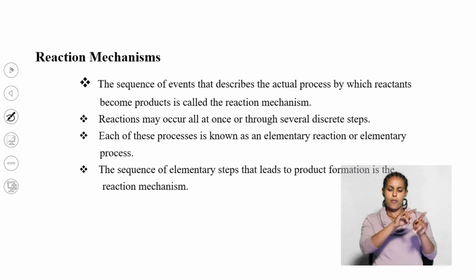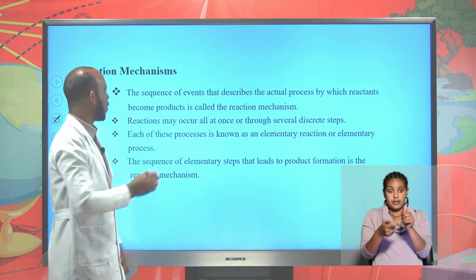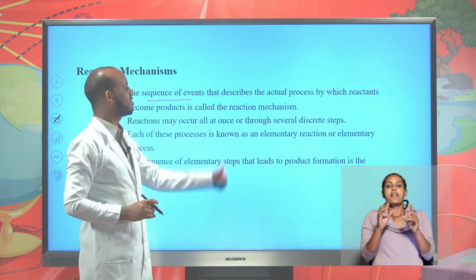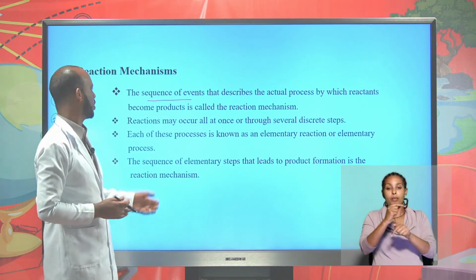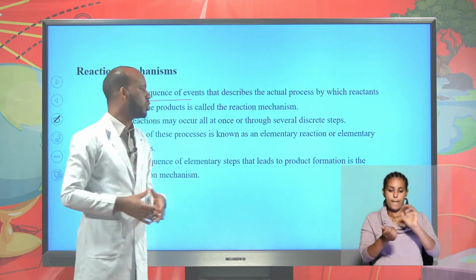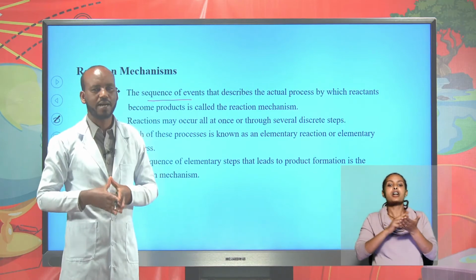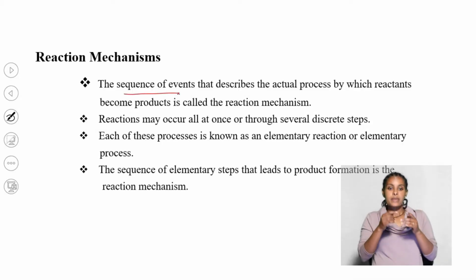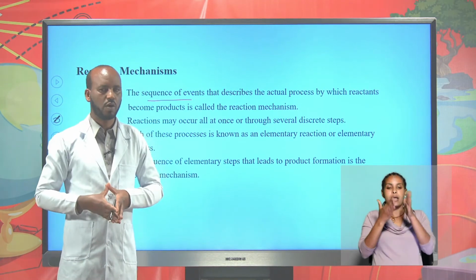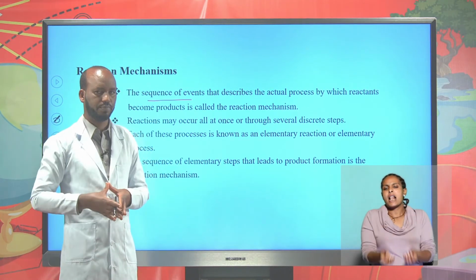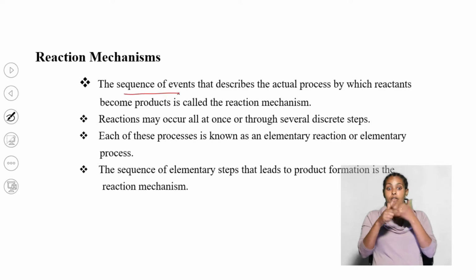Reaction mechanism. The sequence of events that describes the actual process by which reactants become products is called the reaction mechanism. Some reactions occur in one step, while other reactions occur in multiple steps. Therefore, reactions may occur all at once or through several discrete steps.